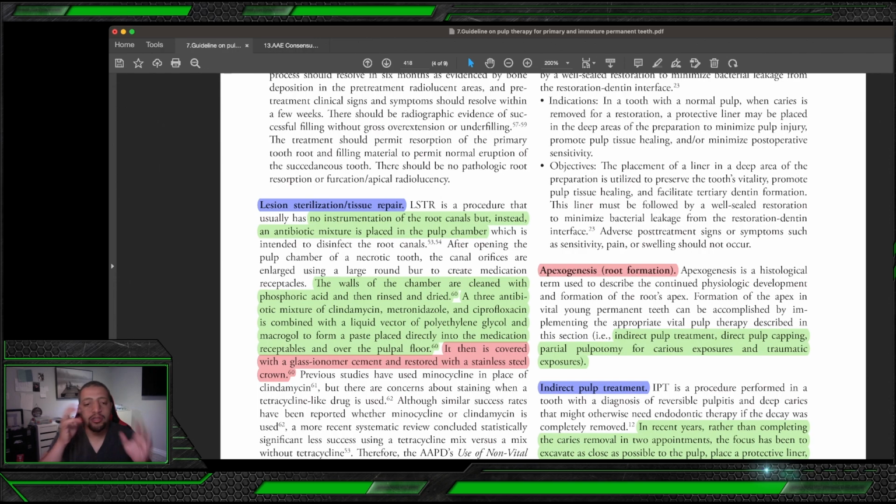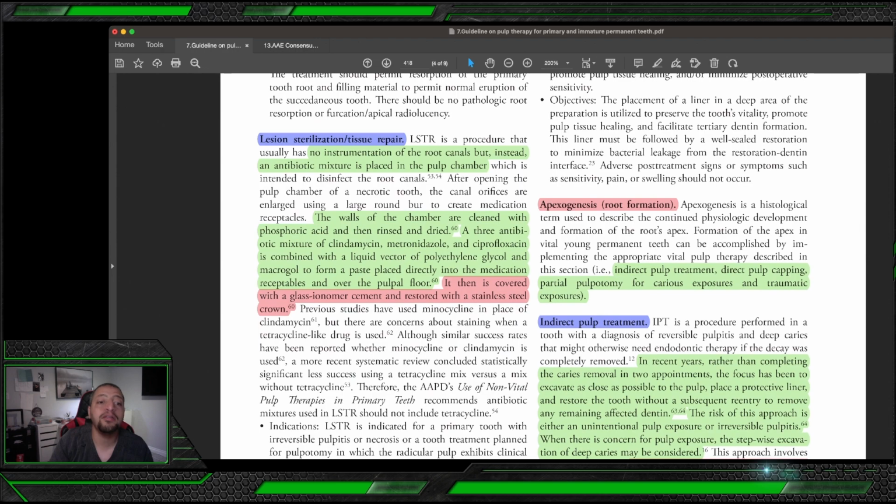So to cut it short, you clean the pulp chamber and you will not touch the root canal itself with files or anything. You're gonna mix these 3 antibiotics together and put it inside. It is then covered with a glass ionomer cement and restored with a stainless steel crown. As we mentioned before, this is a guideline for everything.